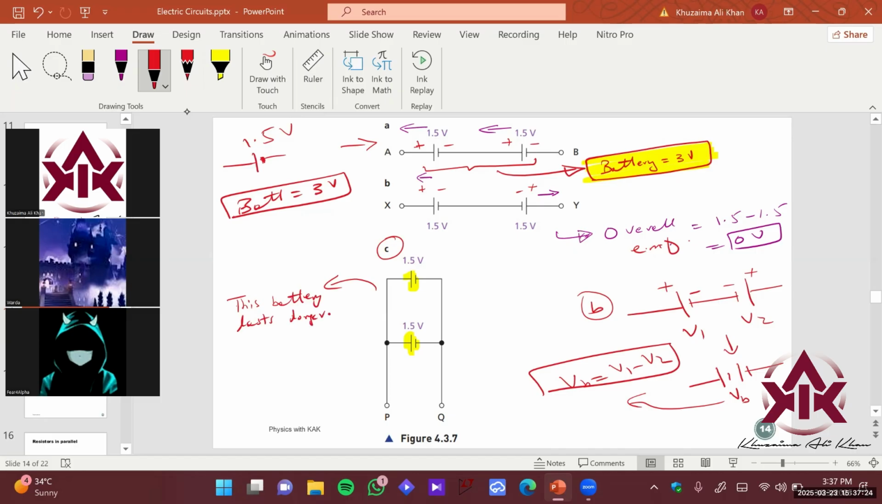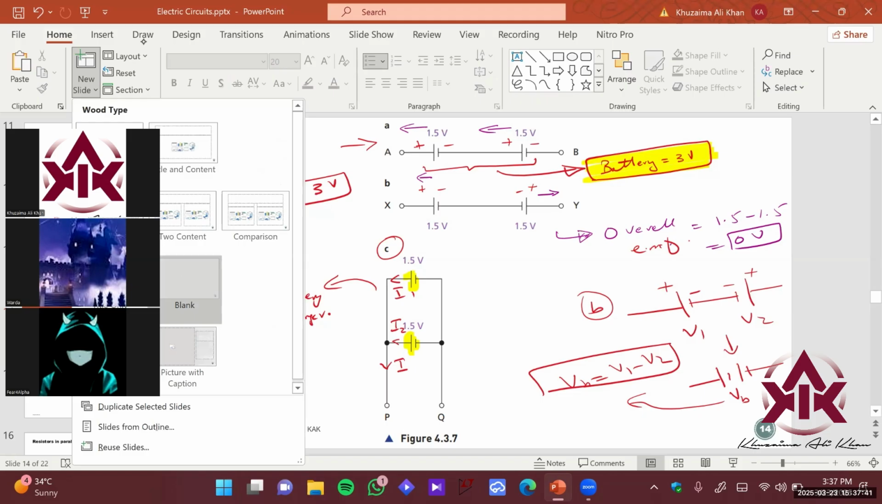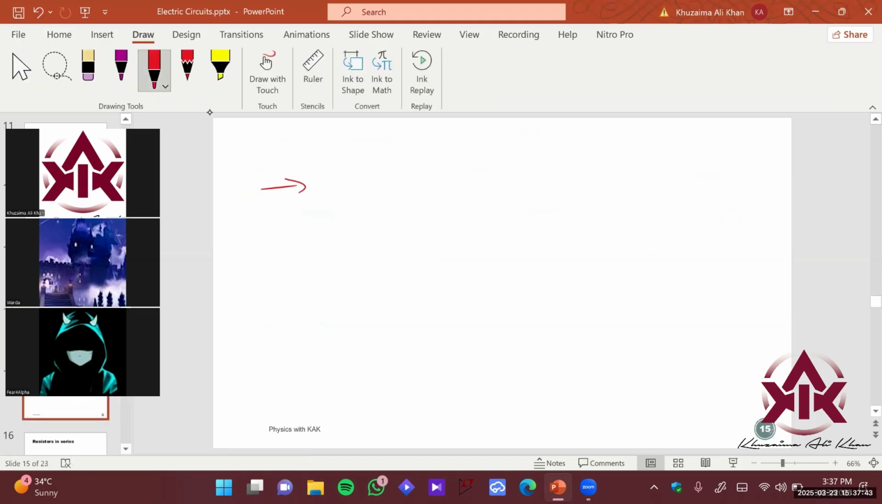You can imagine why. Because this cell is going to give you I1, and this cell is going to give you current I2, and this combined current is going to the circuit here. Let me just draw another slide here. Just imagine if you had only a single cell and a resistor. This is 1.5 volts, and this is a resistor here, and this is the current which is going to be feeding the resistor.